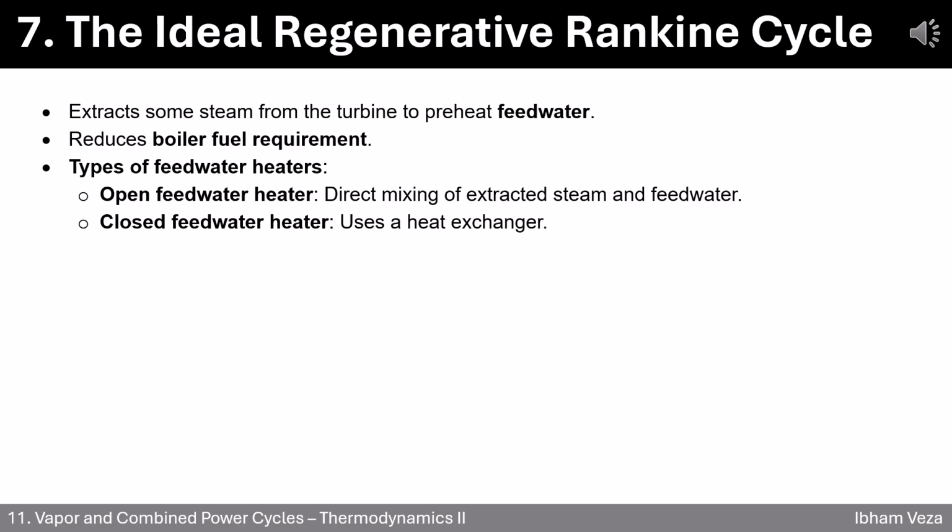There are two ways to do this. The open feedwater heater directly mixes the extracted steam with the feedwater. Simple and effective. The closed feedwater heater keeps them separate using a heat exchanger, so steam transfers its heat without mixing with feedwater. By preheating the feedwater, we improve efficiency, reduce fuel use, and make the cycle more economical. It's a great example of how reusing waste energy can make a system smarter and greener.